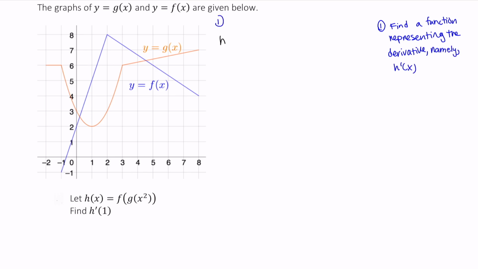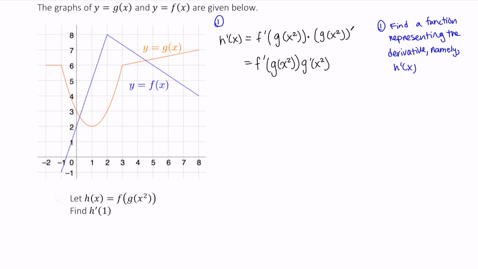So step 1 here, h prime of x is equal to the derivative of the outermost function, which is f. So that's f prime. And we leave the inside the same, so g of x squared. And then we're going to multiply that by the derivative of the inner function. And the inner one immediately after f is g of x squared. Okay, so this is f prime of g of x squared times g prime of x squared.